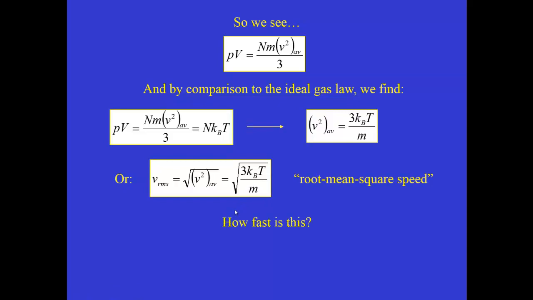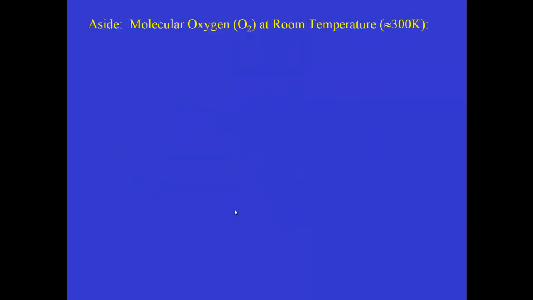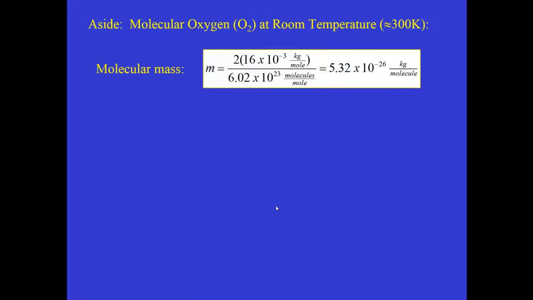So how fast is this? Let's just take a moment to do an estimate for a gas whose properties we know at a temperature that's around room temperature. So molecular oxygen, O2, which is about 21% of the air that we breathe. Room temperature is around 300 Kelvin, and in the formula for this root mean square velocity, we need to know the mass of the oxygen molecule.